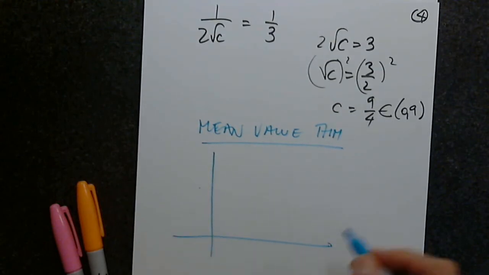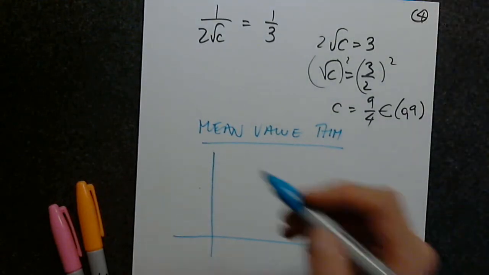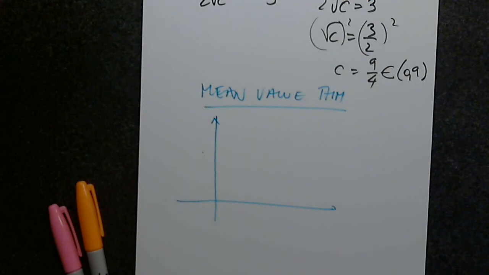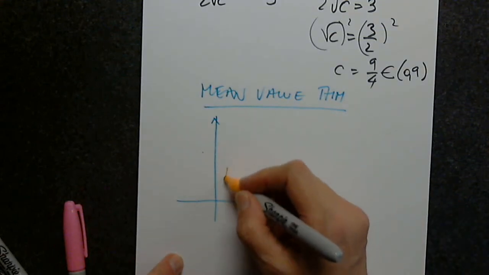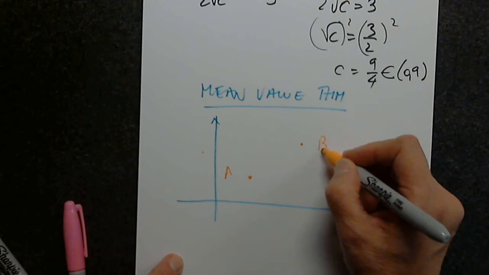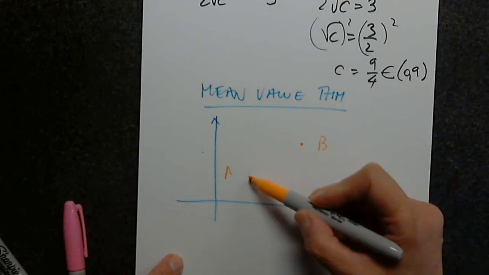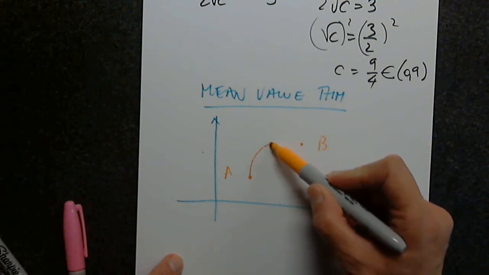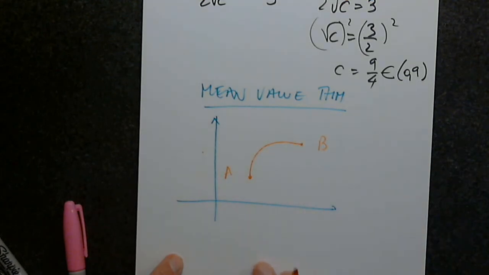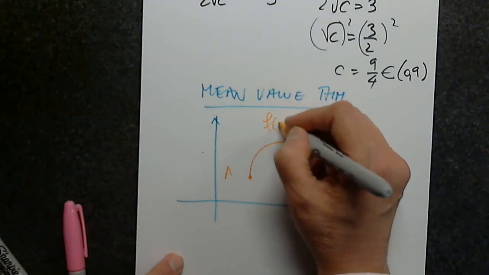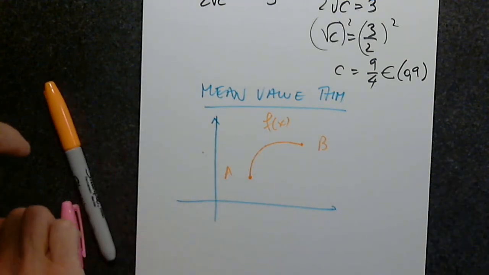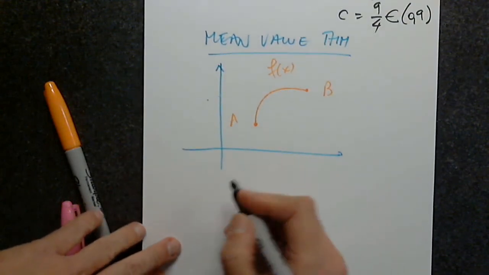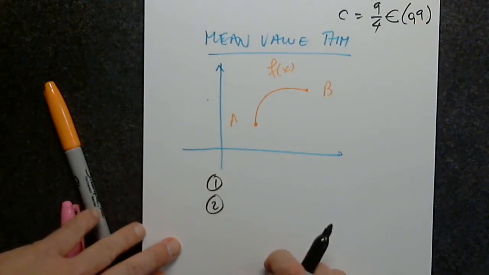But let me show you a picture so we understand what's happening here. This time, there is no requirement for f of a and f of b to be the same. So this is point A. Let's say this is point B. And the function does this. So this is f of x. It's very clear that f of a and f of b are not the same. Would you agree? Perfect. So obviously, number 1 and number 2 are identical with Rolle's theorem.